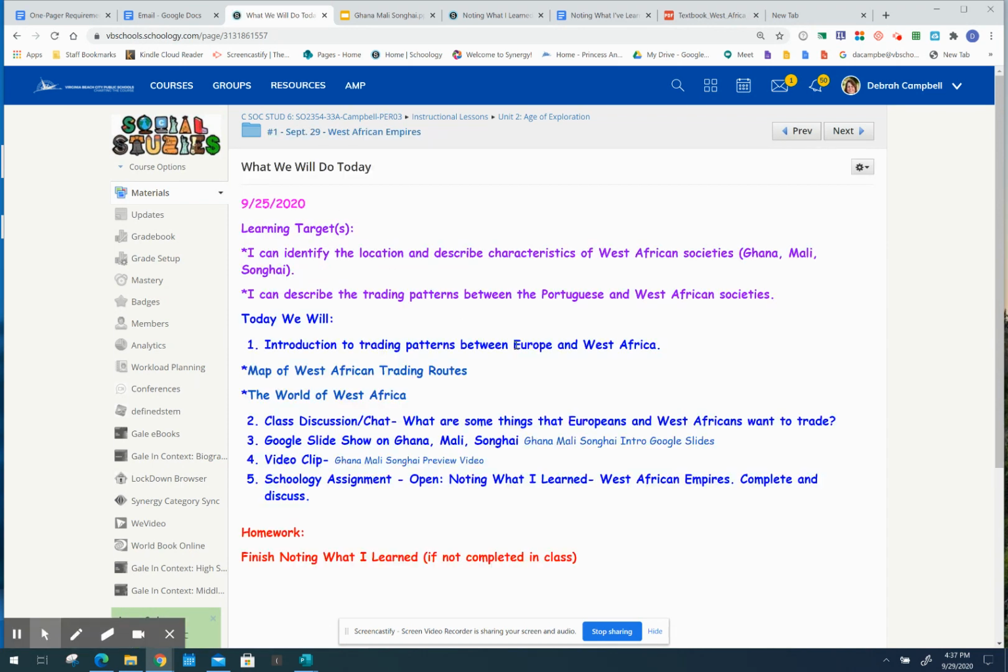And in looking at what we will do today, notice that our learning targets say we will be focusing on the location and description of characteristics of the three West African societies or empires. That would include Ghana, Mali, and Songhai. And we'll talk about the trading patterns that were developed between the Europeans, known as the Portuguese, and those West African societies. Now, you'll start today by looking at a few maps where you better understand what's going on in West Africa and the importance of trade to those West African empires.